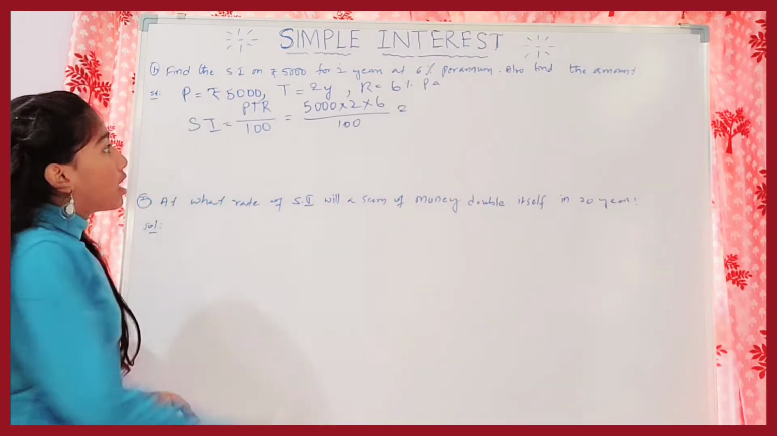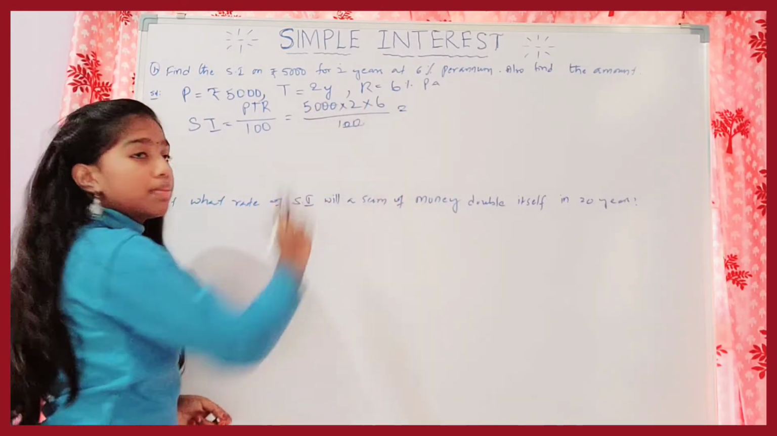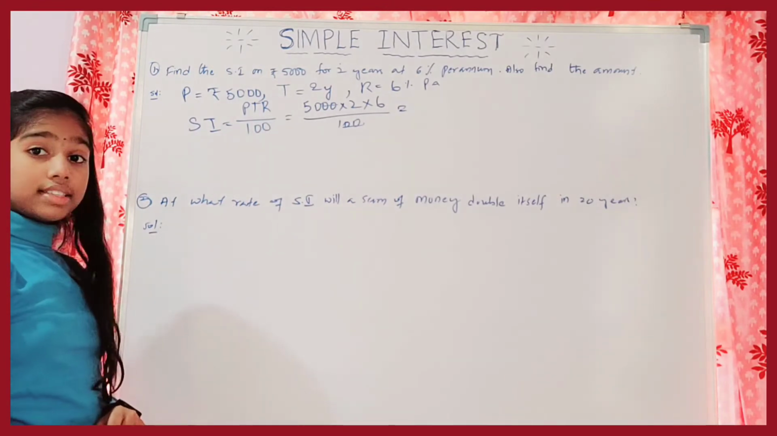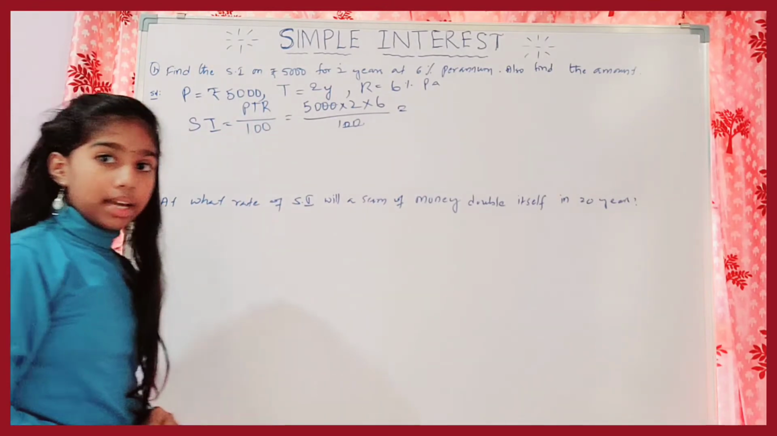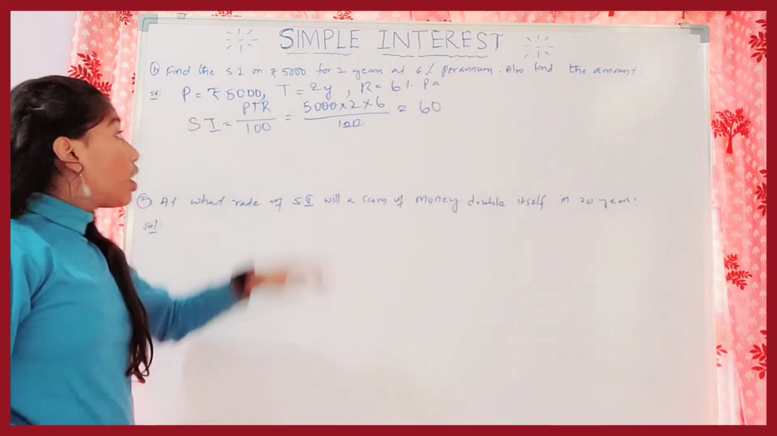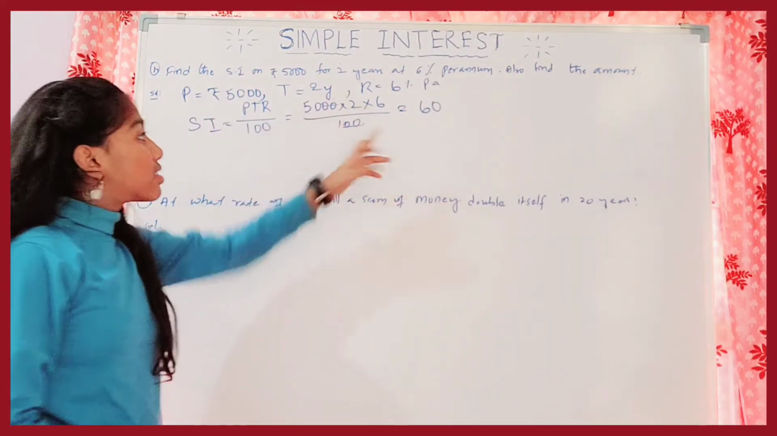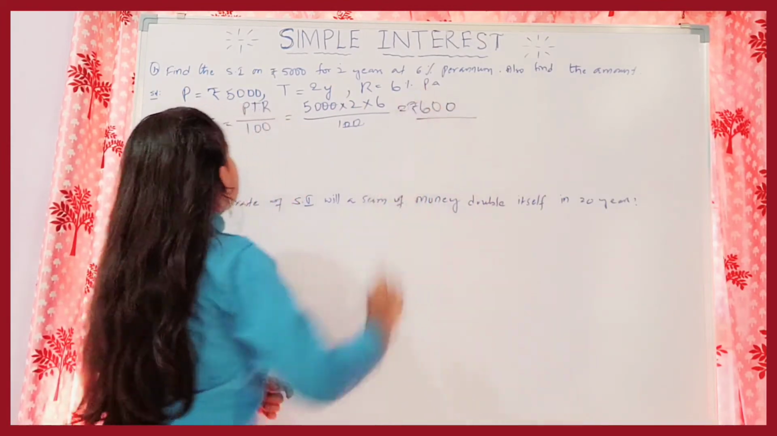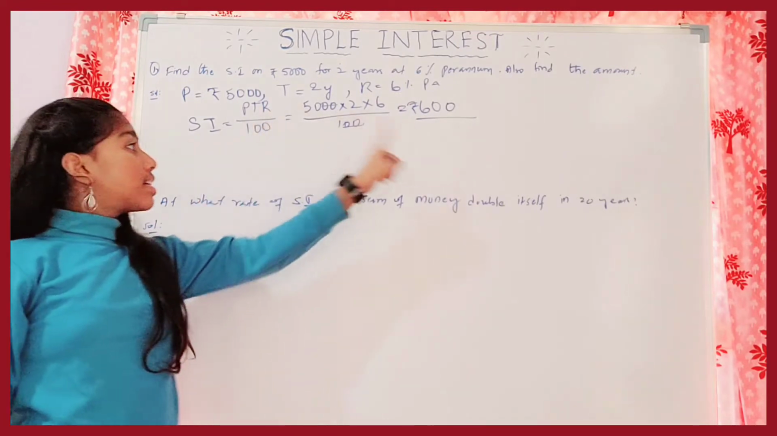Here two zeros will get cancelled, and now 2 sixes are 12. 12 fives are 60. Write 60, and for 50, 10 is remaining here. So add 10 to the 60. Then we got the simple interest as 600 rupees.